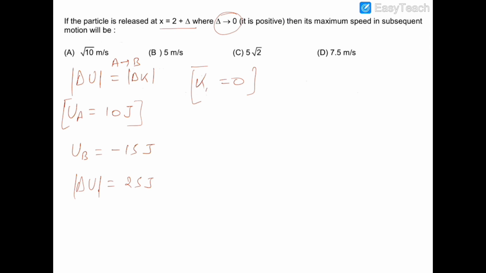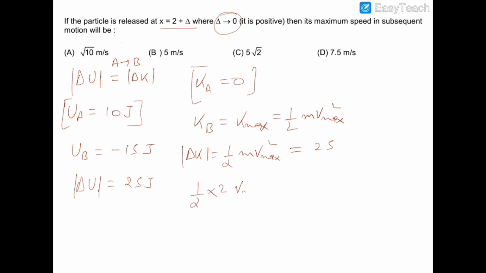This is at point A, and the final kinetic energy, which is at point B, will be maximum, and I am assuming that to be half m v max square. So the magnitude of change in kinetic energy, half m v max square minus 0, will be equal to 25, and half mass is 2 kg, and this is v max square equal to 25. Now v max will be equal to 5 meters per second. So the correct answer will be option number B.